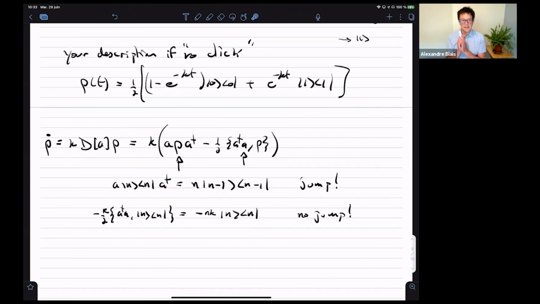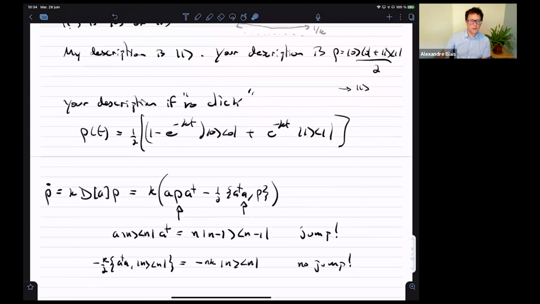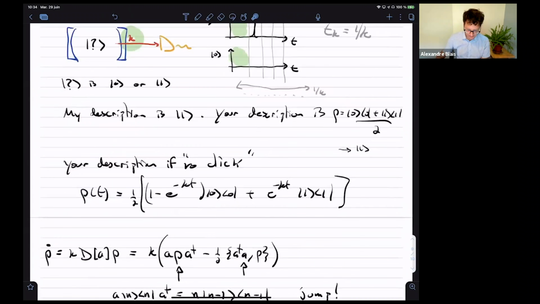Does it make sense? Any questions on this? That's a bit of a different way of introducing the master equation, but I hope it's somewhat intuitive. No questions? So why did I say that?